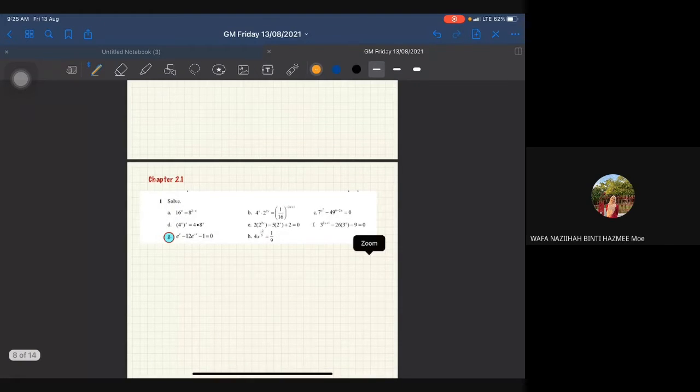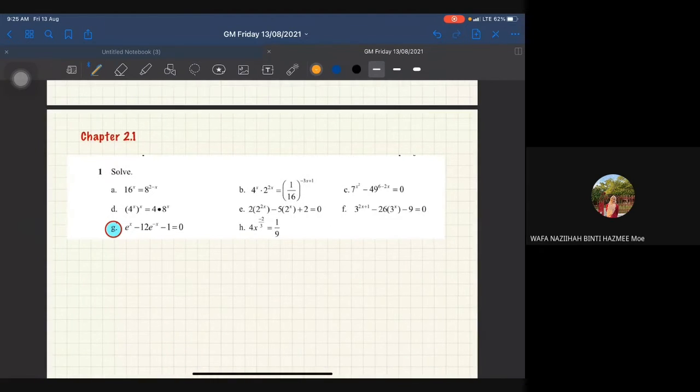So soalan nombor 1. Okay, so for this question, number 1G. Okay, so sekarang awak punya base adalah base E. Okay, so dia sama juga macam log dan juga indices kan. So your base, it can be anything, any number.